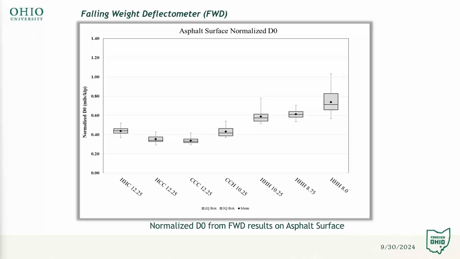And then again, this is the normalized D0 data for the asphalt surface. On the x-axis for each of the 7 sections, we can see the total thickness and the combination of various layers. So HHC would mean that it was polymer, and then conventional, all the way to section 7 right here, which had 3 H's in it and was at 8 inches. So again, 7 was the thinnest section. And then, at least on paper, and we'll discuss this a little bit later on, sections 1, 2, and 3 were supposed to be the same thickness.